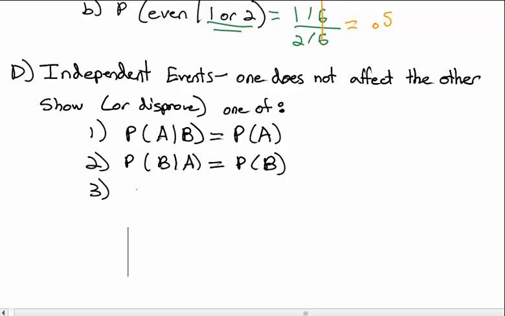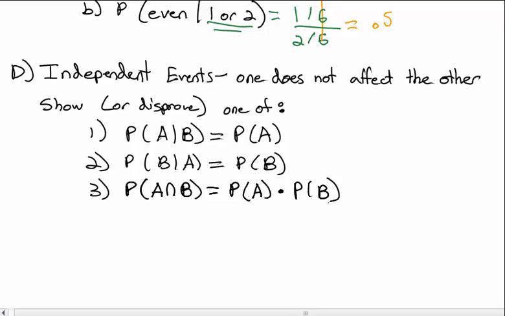Another way, which I use more often, is the probability of A and B occurring. The probability that both occur is the probability of the first times the probability of the second. If we multiply them together and it gives us that compound probability, then they are also independent. And we only have to prove one of these, whichever is more convenient.